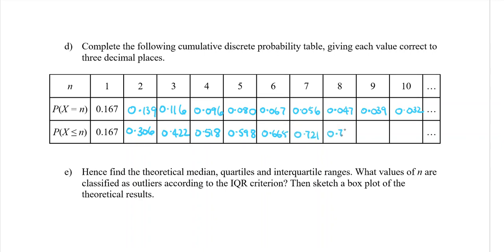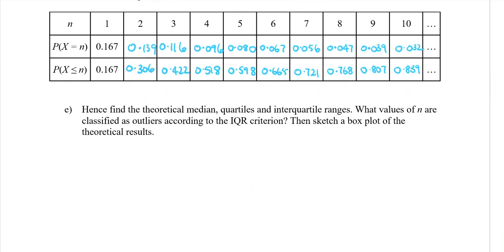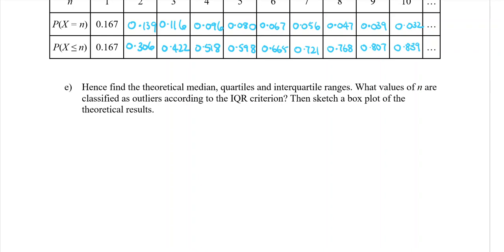0.721, 0.768, 0.807, and 0.839. So what those are saying is that for up to 10 times that you roll the dice, we're still only up to a total probability of 0.839. So there's still quite a bit of chance of having to roll more than 10 times to get our 6, right? Now that we have these as probabilities, it says find the theoretical median, quartiles and interquartile range of that.